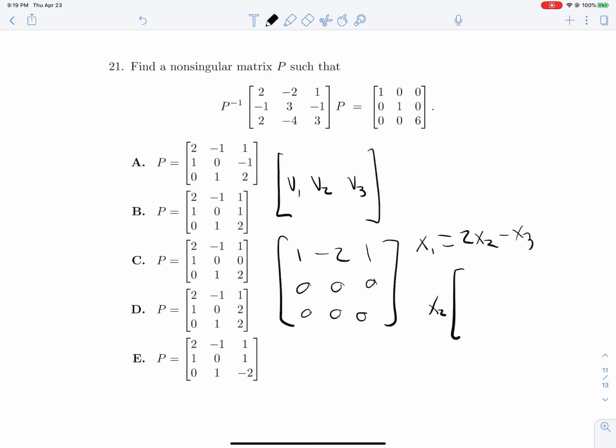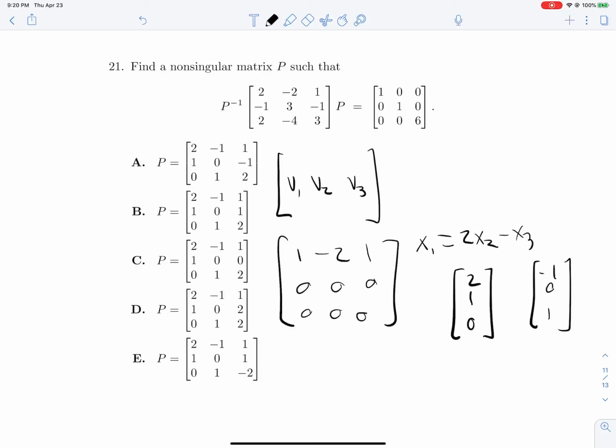x2 is equal to... 2x2 is equal to x1, I should phrase it that way. 2x2 is equal to 1x2, and it's equal to 0x3. Then we'll get an x3 vector. X1 is equal to -1 x3, 0 x2, and 1 of itself. So these are our two eigenvectors there.